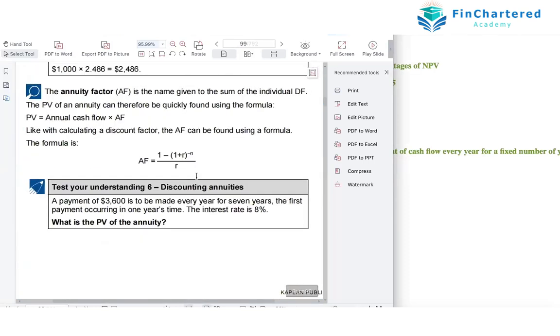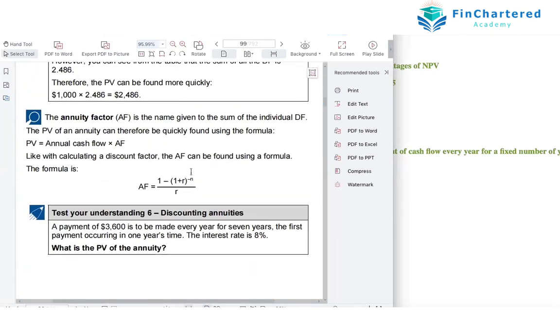Now again, the textbook has tried to give you a formula for annuity factor, but before using the formula as such, I don't normally use the formula. I just find the table to be very easy and interesting. But again, we will definitely implement the formula also.